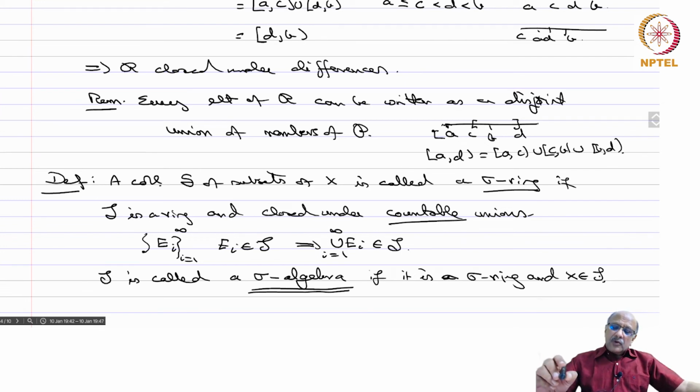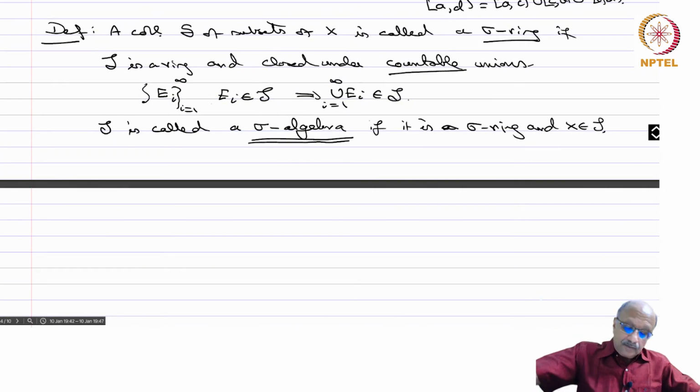So throughout this course, you will find that we put this sigma in front of some definition, and then we will mean that something countable is allowed, whereas previously only finite operations were allowed. Now we are going to use countable operations. Okay, so countable unions will be allowed, and that is what we have here.